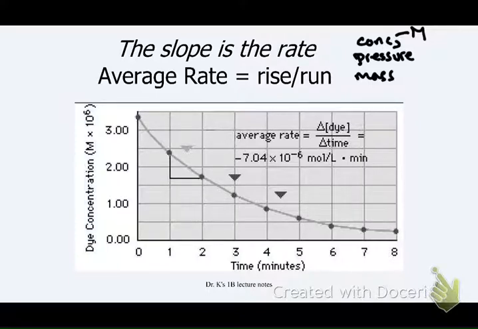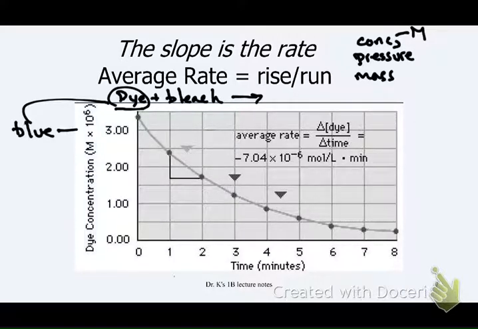And this is a graph of blue food color dye reacting with bleach. So I have dye plus bleach, right? And as this reaction takes place, it goes from being, this is blue food color, it goes from blue to colorless. You're going to do an experiment like this. I'm actually in the process of rewriting it because we tried it last semester and it was way too complicated. So we're going to simplify it a little bit.